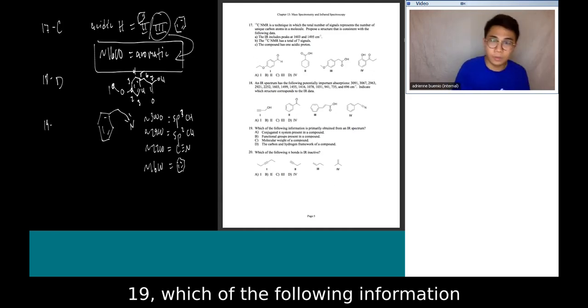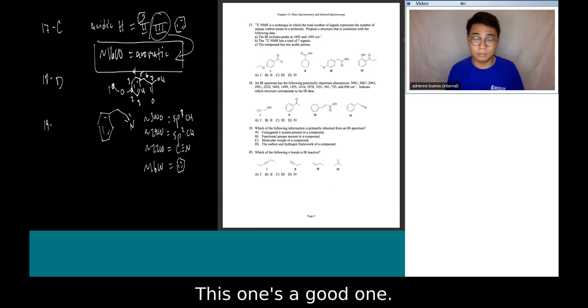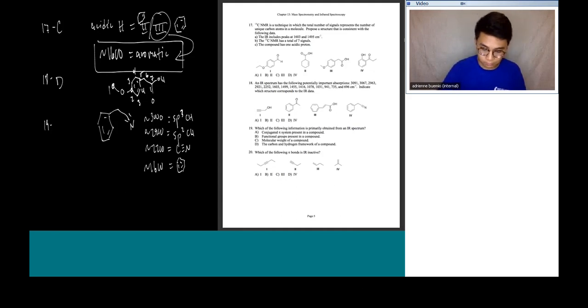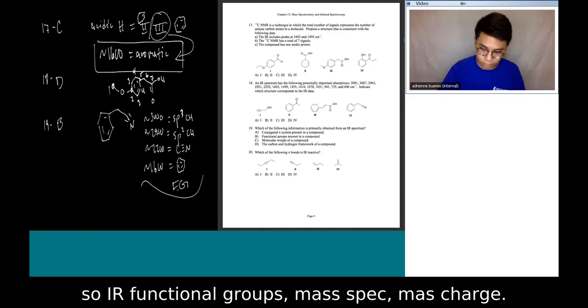19. Which of the following information is primarily obtained from an IR spec? This one's a good one. What have we been talking about? What are all of these? Functional groups, right? So obviously this one's a B. So IR gives functional groups, mass spec gives mass and charge, right?